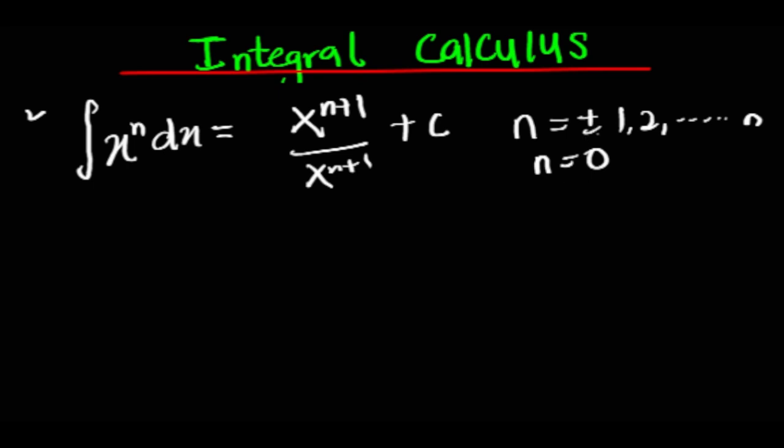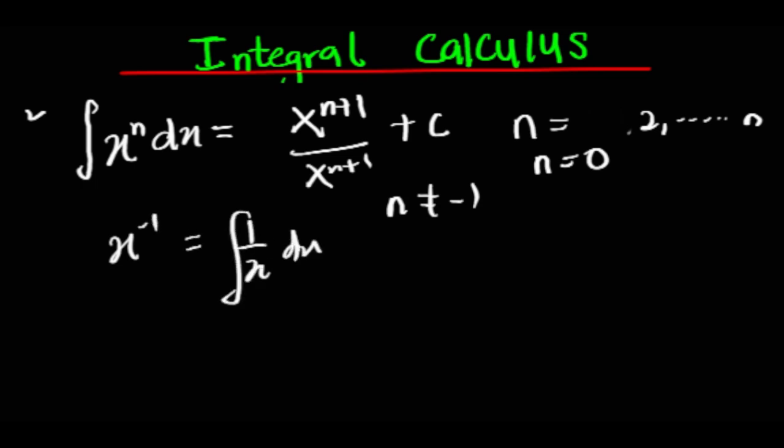But n must not be equal to minus 1, because once it is equal to minus 1, it is another rule, under the logarithmic rule. It can be equal to anything, even 0. It can start from 0, it can start from 2, up to anything. But n must not be equal to minus 1. If you have x to the power minus 1, this is 1 over x, and the integral of 1 over x dx gives us the natural logarithm of x, plus c. That's what you are going to have.